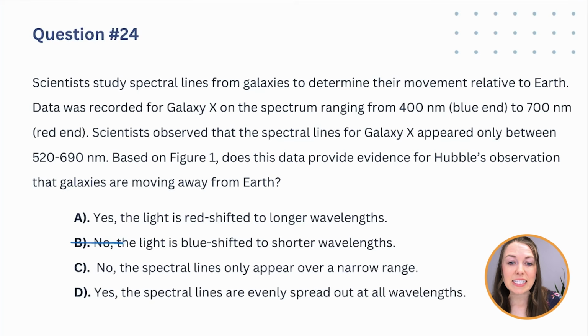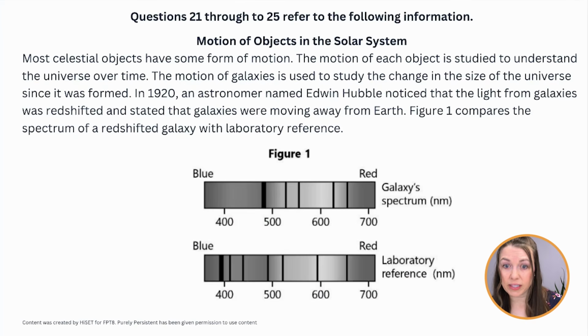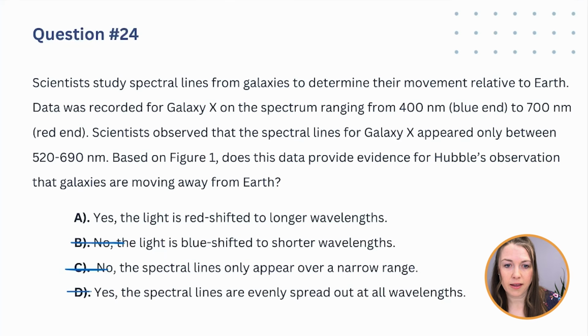So that's not it. C: no, spectral lines only appear over a narrow range. We're really focusing on the red and the blue, right? So that's not it. D: yes, the spectral lines are evenly spaced out at all wavelengths. Are they evenly spaced out? Look at this. Is that evenly spaced? No, it's shifted over to the red. And therefore, A is our answer, right? Yes, the light is redshifted to longer wavelengths. So that is our answer.